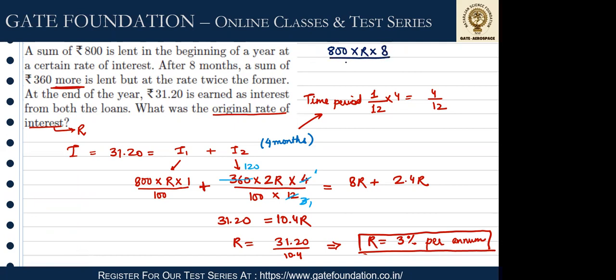ठीक है, सो 8/12 इंटू 100 हो गया. और नेक्स्ट जो होगा 800 प्लस 360 यानी कि 1160 इंटू 2R, क्योंकि डबल रेट ऑफ इंटरेस्ट हो गया, और ये सिर्फ 4 महीने के लिए 4/12 इंटू 100. तो ये तरीका करोगे, दिस इज ऑल्सो करेक्ट.